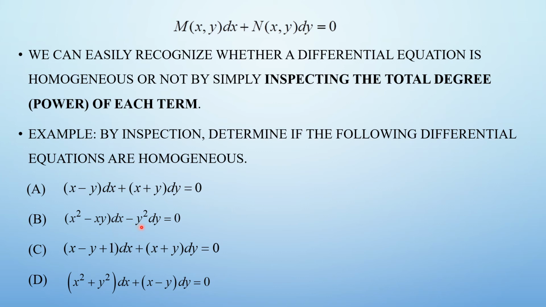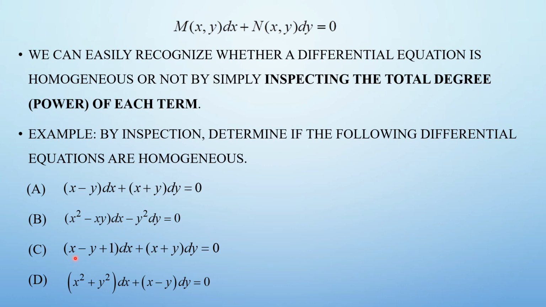For the function N, it contains only one term and this term is of degree 2, and therefore we say N is a homogeneous function of degree 2. Now, since both M and N are homogeneous functions and they are of the same degree, we say that this equation is a homogeneous equation.